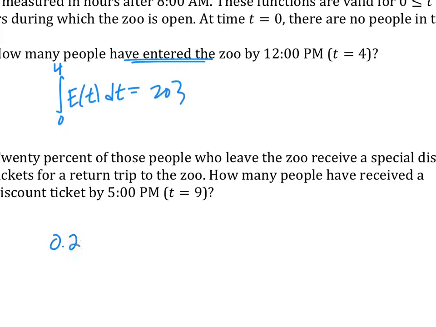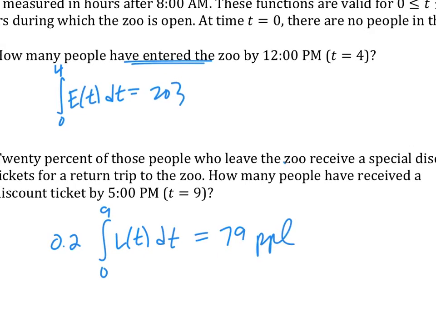So 20% times the integral from 0 to 9 of the people who are leaving. Okay, so that's people leaving. All right, so the answer is about 79.